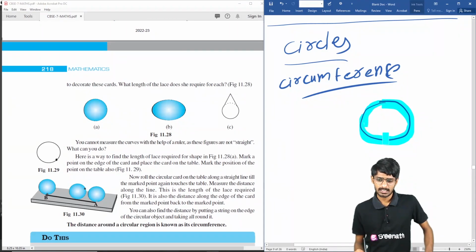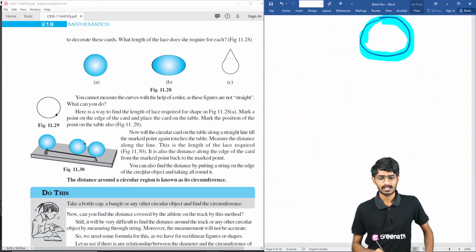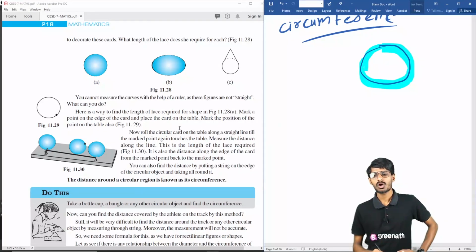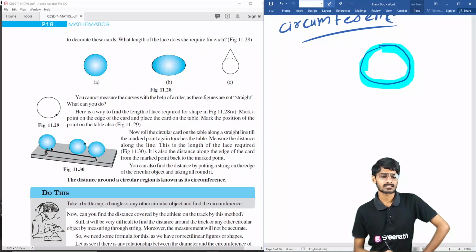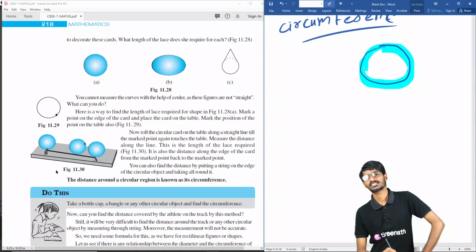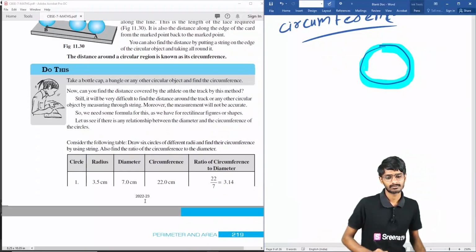How to find the total distance around this circle? For that, friends, the distance around a circular region is its circumference. What I have told you is here. So how to find it? If you mark a point and roll the circle, it goes along and at some point it returns to the mark. The distance from this place to this is the circumference of the circle. That is the way to find the circumference.